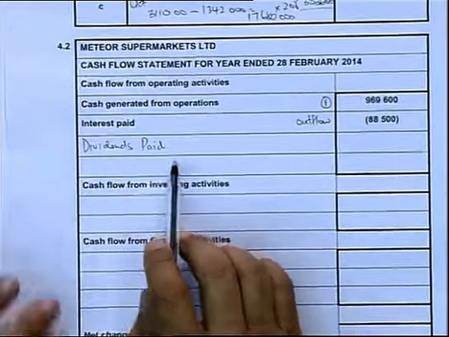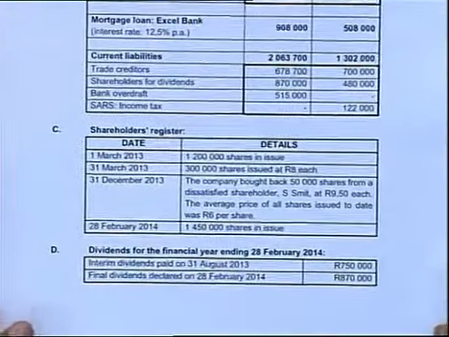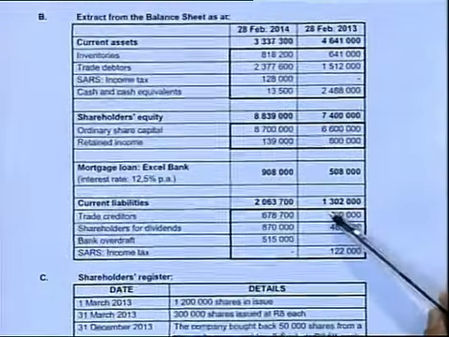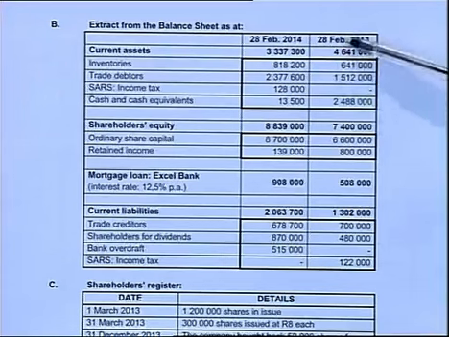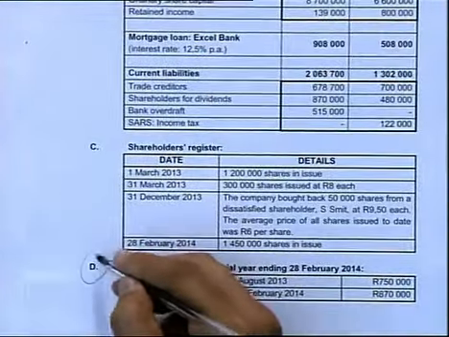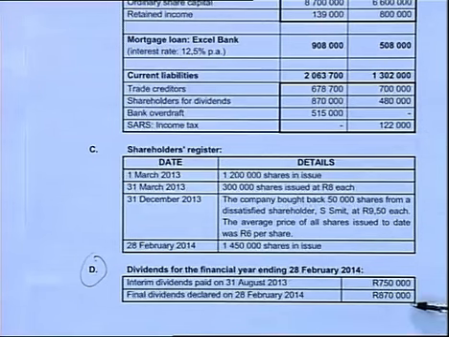Right, so for the dividends paid, we need to ask ourselves, who do we pay the dividends to? The dividends are paid to the shareholders. So in your information marked B, it's an extract of the balance sheet. They're giving us balances of shareholders. And at the bottom of that page, there's information D, which is also regarding dividends. So we need to look at the balances of the shareholders, and we need to look at the dividends.